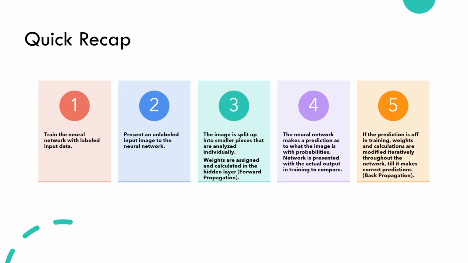The network is then presented with the actual output in the training to compare. And fifth, if the prediction is off in training, weights and calculations are modified iteratively throughout the network until it makes the correct prediction, also known as backpropagation.